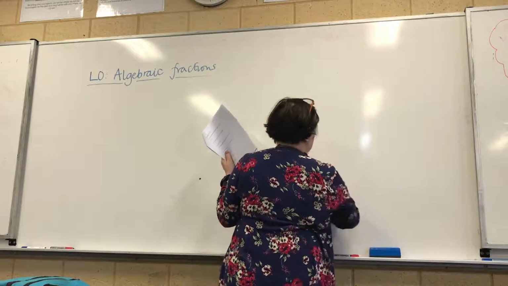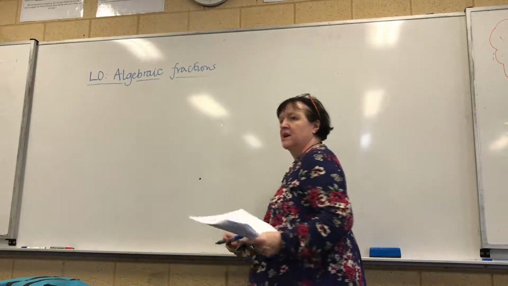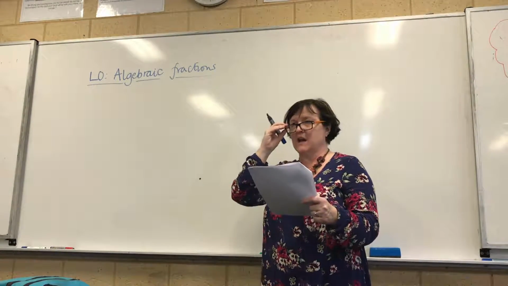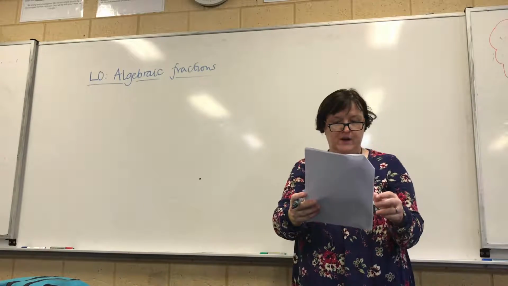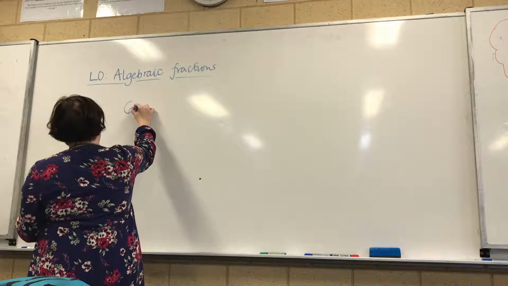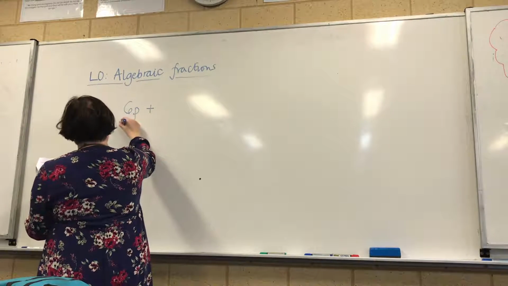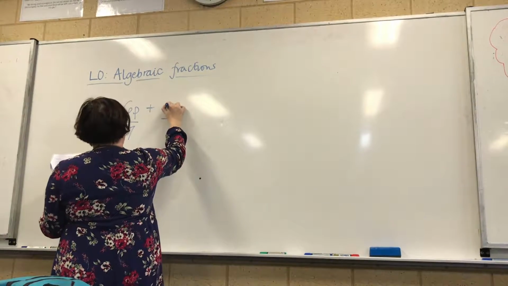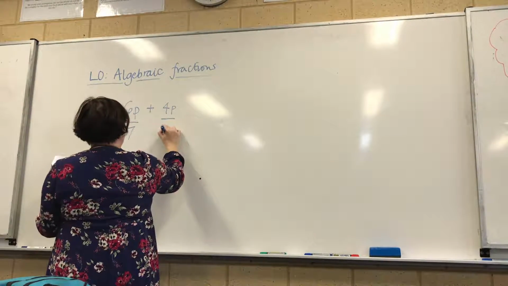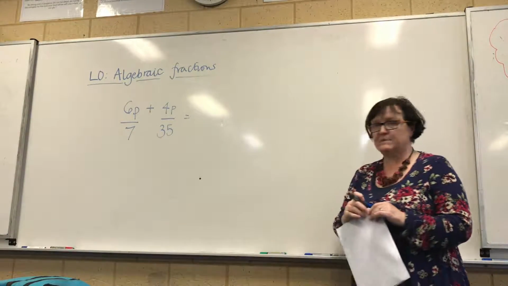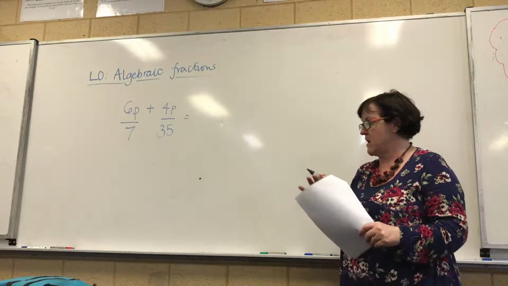So if you can add and subtract normal fractions, you can do it with the pronumerals in there. It just makes it slightly more complicated because you have to simplify. Okay, let's have a look at this one. We've got 6p over 7, plus 4p over 35. So 6p over 7 plus 4p over 35.